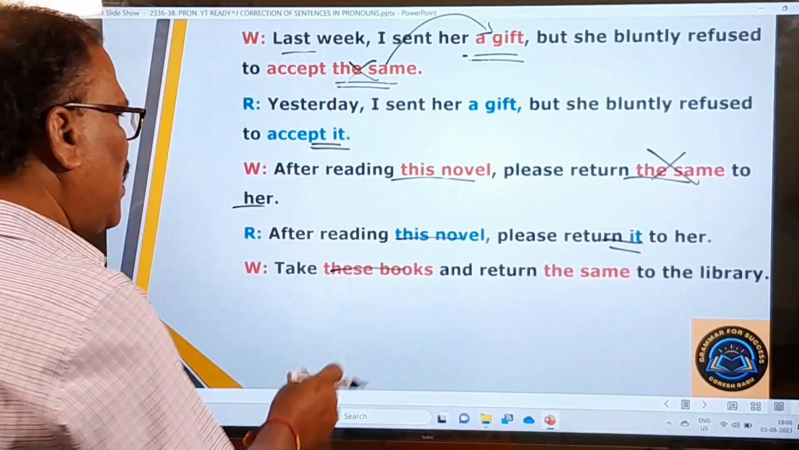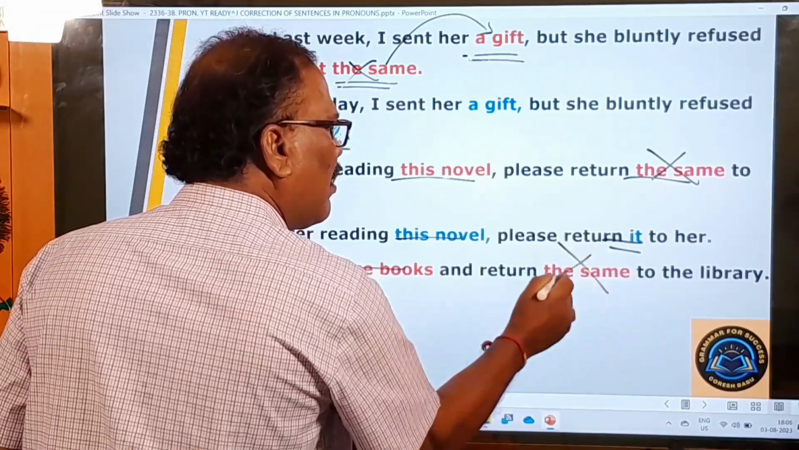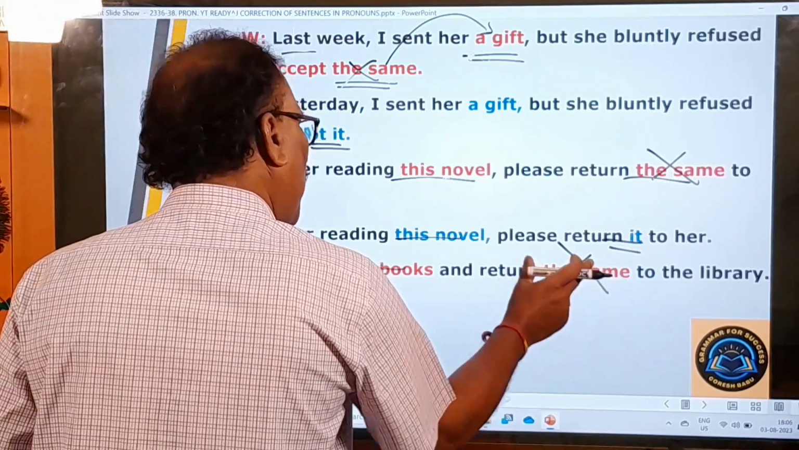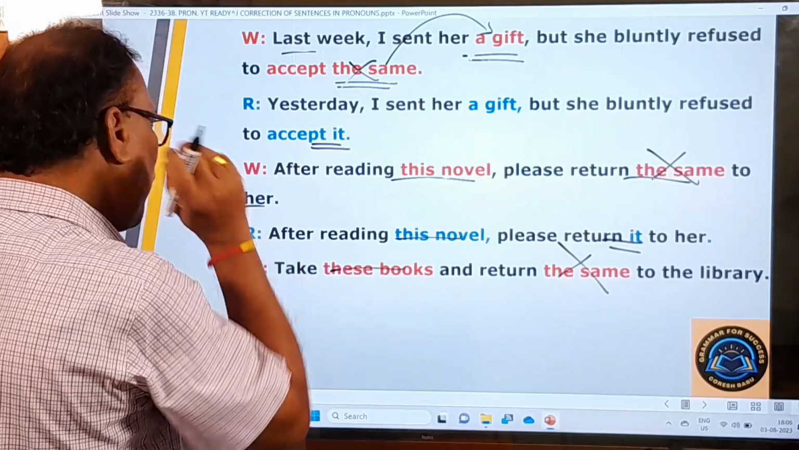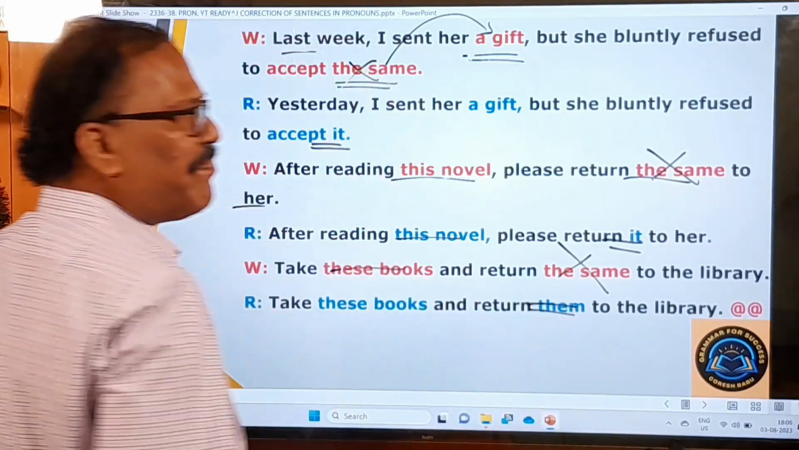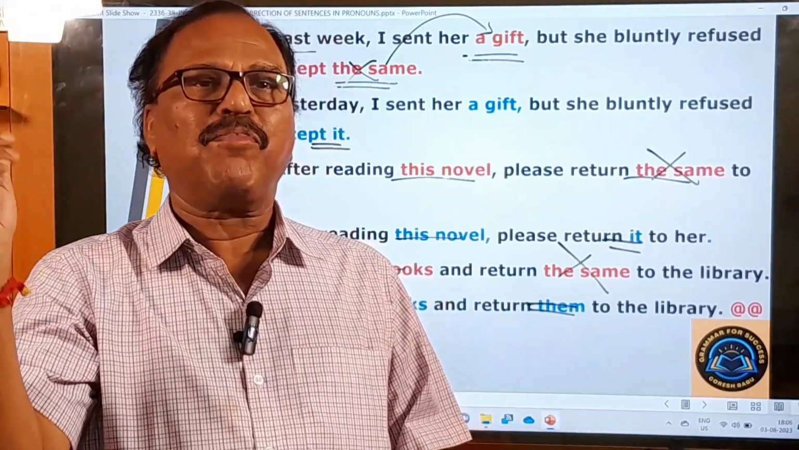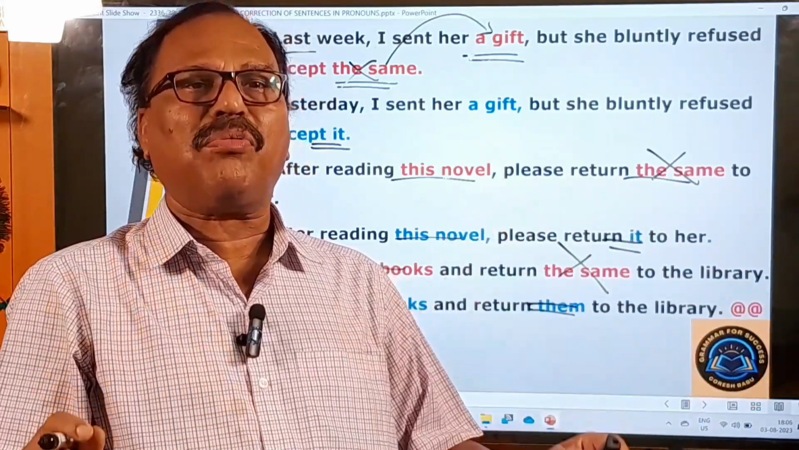Take these books. This is a plural noun. Instead of this noun, we are using "same". But that is wrong. It is wrong to use "same" instead of a pronoun. We should use the relevant pronoun. What is that relevant pronoun? Take these books and return them. So in this way, instead of a noun, we should not use the word "same" as a pronoun.